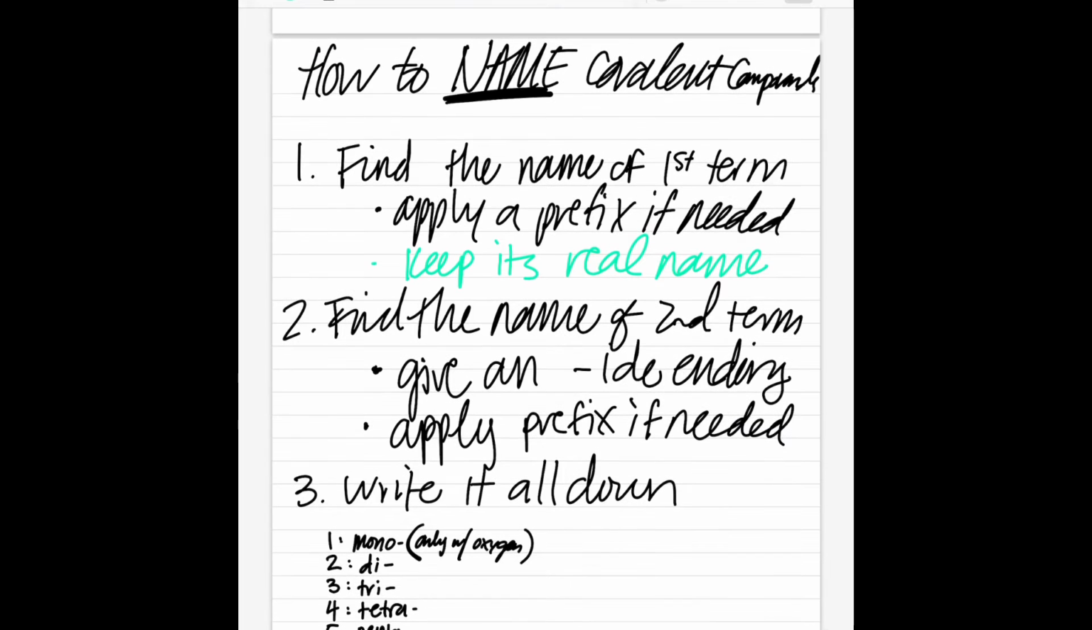So this one says how to name covalent compounds. Now, so the first step is to find the name of the first term and apply a prefix if needed.